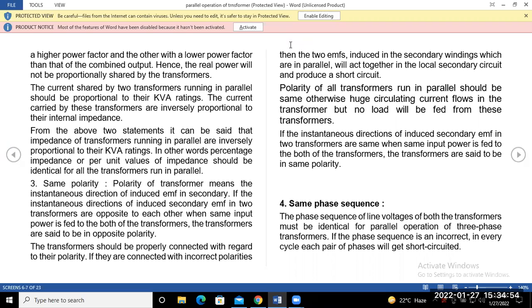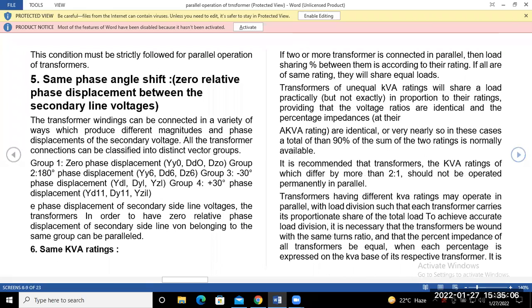Fourth condition, that means the same phase sequence. Next one is the same phase angle shift, that means zero relative phase displacement between the secondary line voltages.